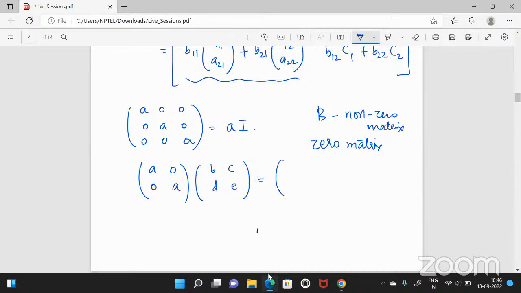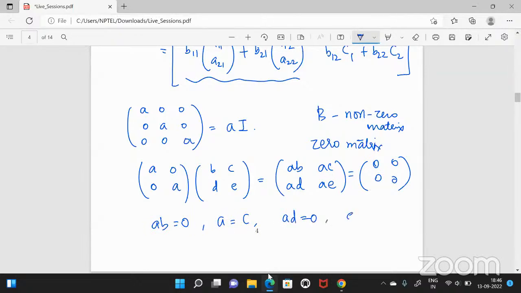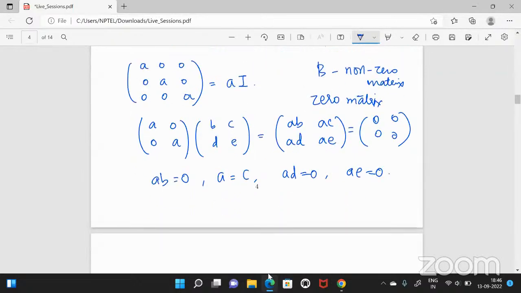So now let's multiply and see what we get. A times B, A times C, 0B, AD, and then 0C, AE. Now I am given that this is equal to 0. So I know AB is equal to 0, AC is equal to 0, AD is equal to 0, AE is equal to 0. What can we conclude from here?